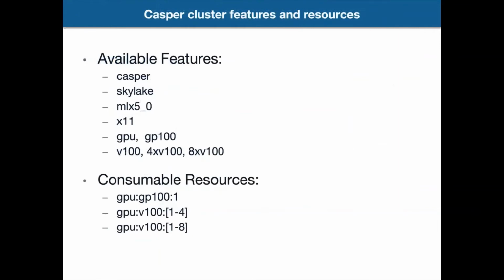So here is the list of the GPU cluster features and the consumable resources. For the features, we have Casper and Skylake, which are the default for every node. Then we have MLX, X11, GP100, and V100 for different types of nodes. For consumable resources, basically they are the number of GPUs.